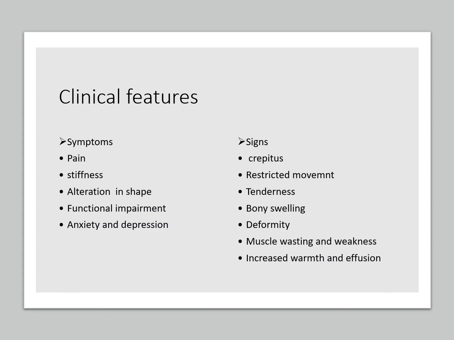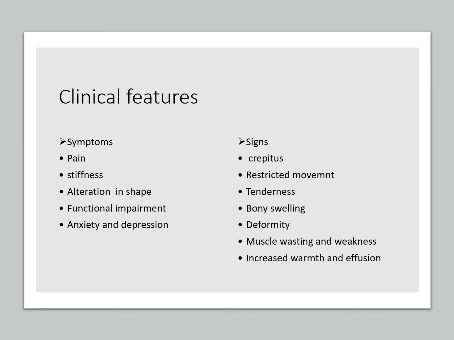Now coming to the clinical features. In osteoarthritis, the patient complains of pain and stiffness. Why stiffness? There is degeneration of articular cartilage and degeneration of the bony surfaces. So whenever the patient moves the joint, there will be restriction. There will not be any smooth movement because of the damage to the articular cartilage and the bones. There is alteration in shape. We just read that the bony shape changes. So that is the change we are talking about here.